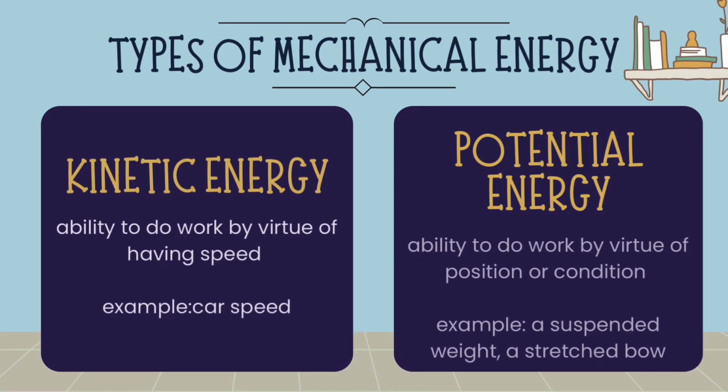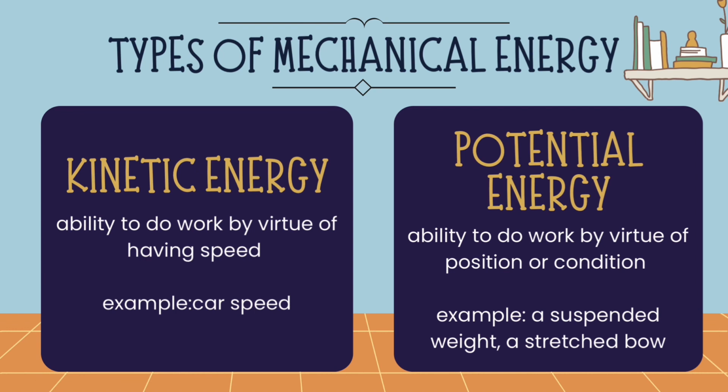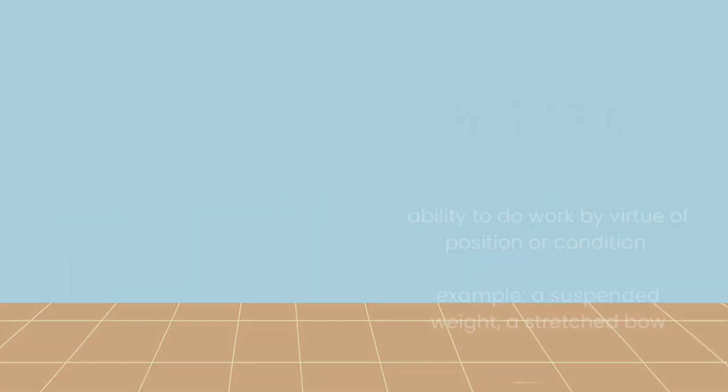There are two types of mechanical energy that you should know. One is kinetic energy and second, potential energy. Kinetic energy is ability to do work by virtue of having speed. For an example, a speeding car. Meanwhile, potential energy is ability to do work by virtue of position or condition. For an example, a suspended weight and a stretched bow.